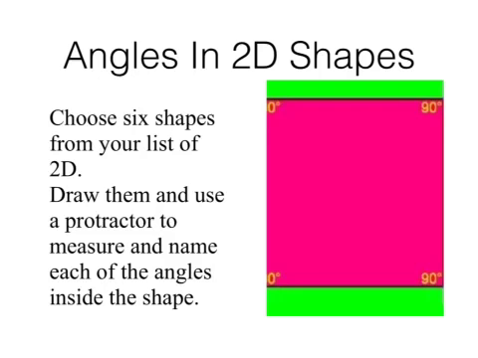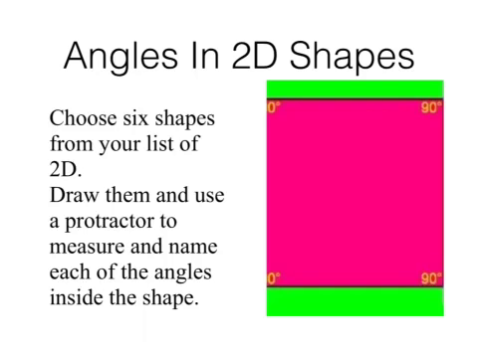If you're up for a challenge, I'd like you to keep going with our investigation into 2D shapes. I'd like you to choose 6 shapes from your list of 2D shapes. Draw each of them and use the protractor to measure and name each of the angles inside the shape. I've given you an example of an easy one here.